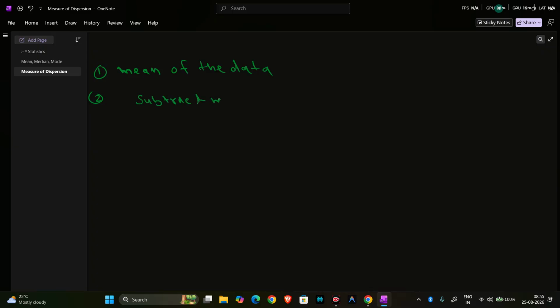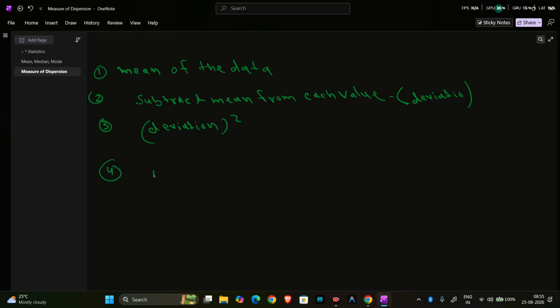Subtract mean from each value. Okay. Third, we have square each deviation. So that value calculated, that we need to square. So the deviation, and we have to get the deviation square. Okay.